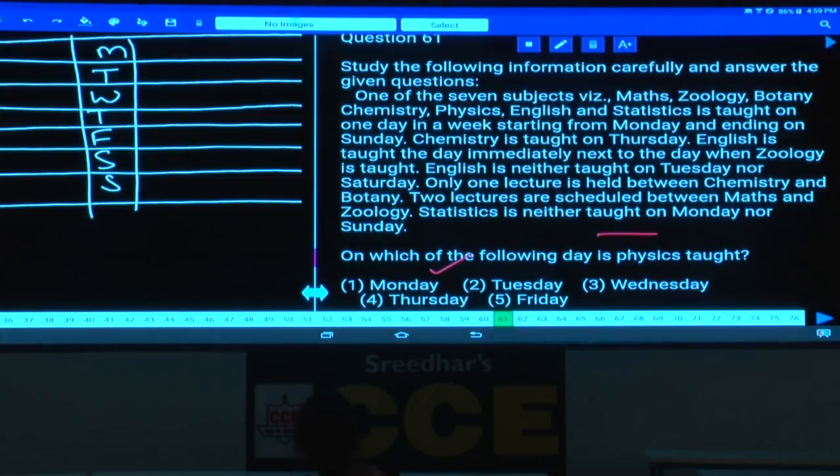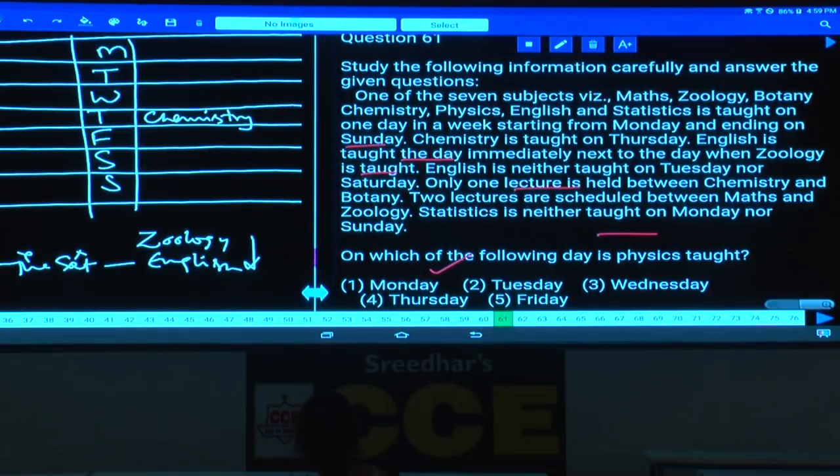Then condition number 1. Chemistry is taught on Thursday. As chemistry is on Thursday, now it is fixed here. English is taught on the day immediately next to the day when zoology is taught. Hence English is immediately after zoology, and zoology and English must be together, isn't it? Zoology and English. Next one. English is neither taught on Tuesday nor Saturday. Now English cannot be on Tuesday or on Saturday. English cannot be on these 2 days.